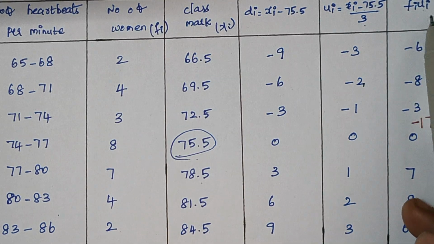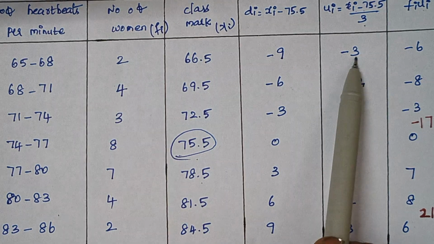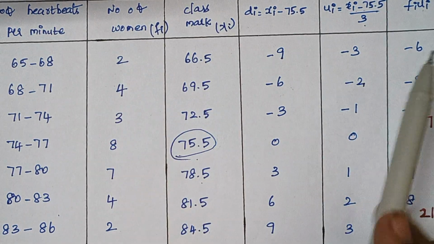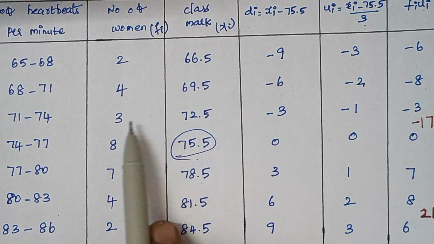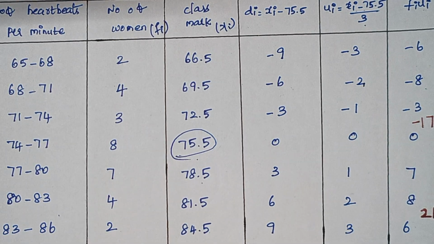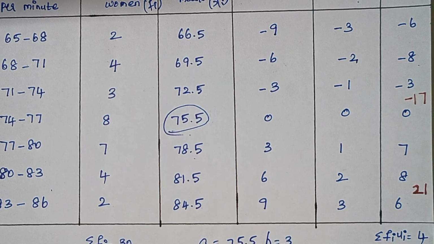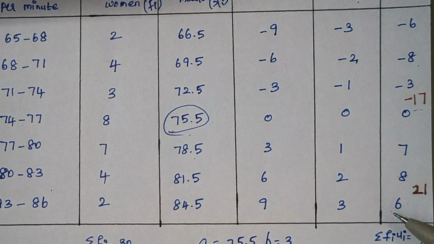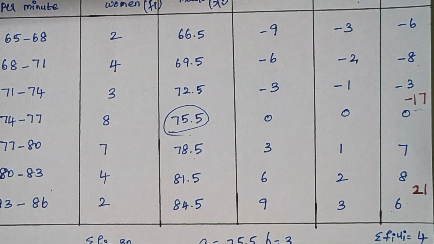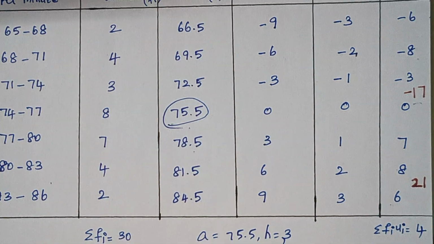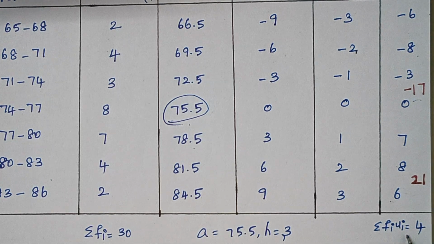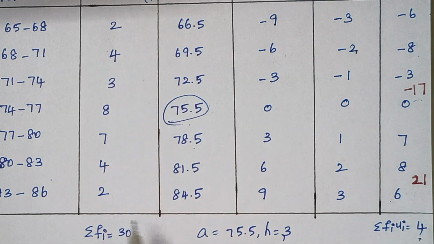The next is fi ui. This is your fi and this is your ui. 2 into minus 3 is minus 6. 4 into minus 2 is minus 8. 3 into minus 1 is minus 3. Likewise, you just fill this column also. When you add these three values, the answer is minus 17. When you add these three values, 7, 8 and 6, that gives plus 21. So 21 minus 17 gives you plus 4. So summation of fi ui is plus 4 here. And the summation of fi, when you add all these values, the answer is 30.